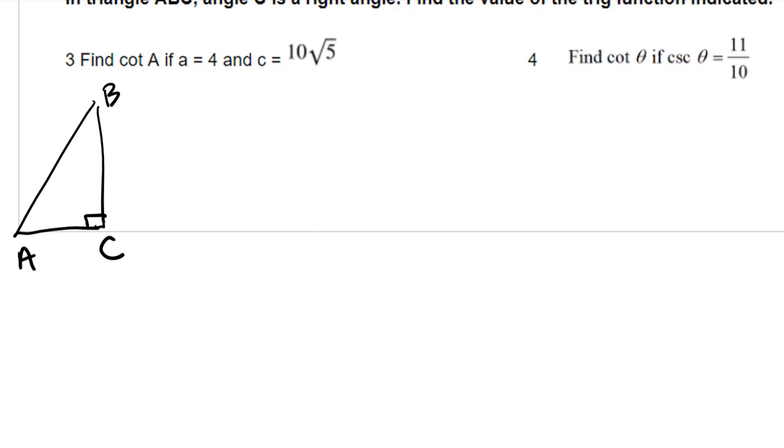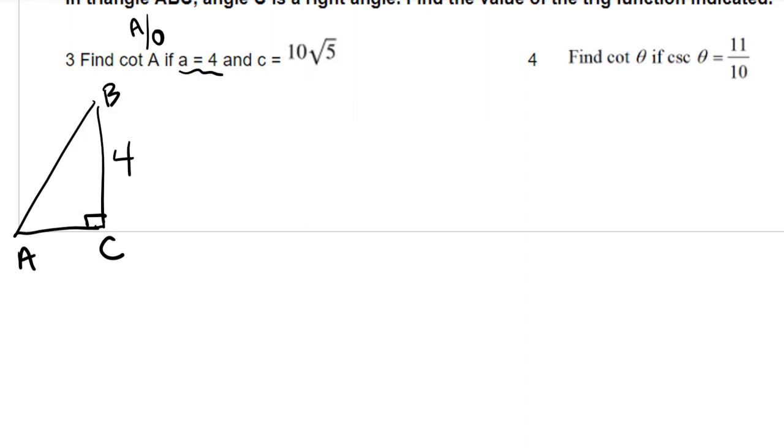And cotangent is going to be the adjacent over the opposite. So I need those two pieces. So I need adjacent over opposite. Now, based on where angle A is located, they tell us right here, this little a is 4.